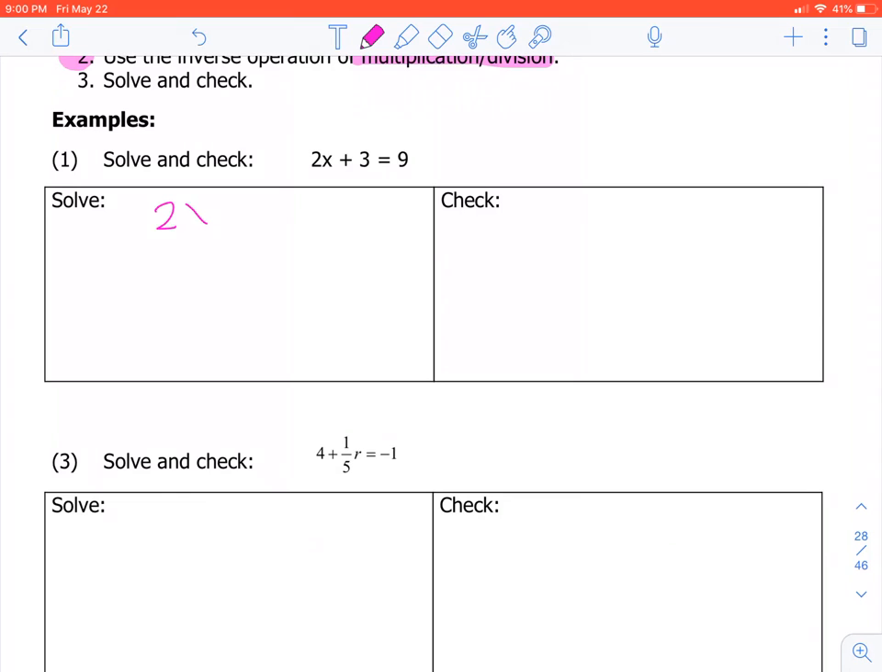So let's take a look at the first example. We have 2x plus 3 equals 9. So I'm going to draw that line just to show the two sides of the equation, because whatever you do to one side, you have to do to the other. All right, and we're going to do that adding and subtracting first.